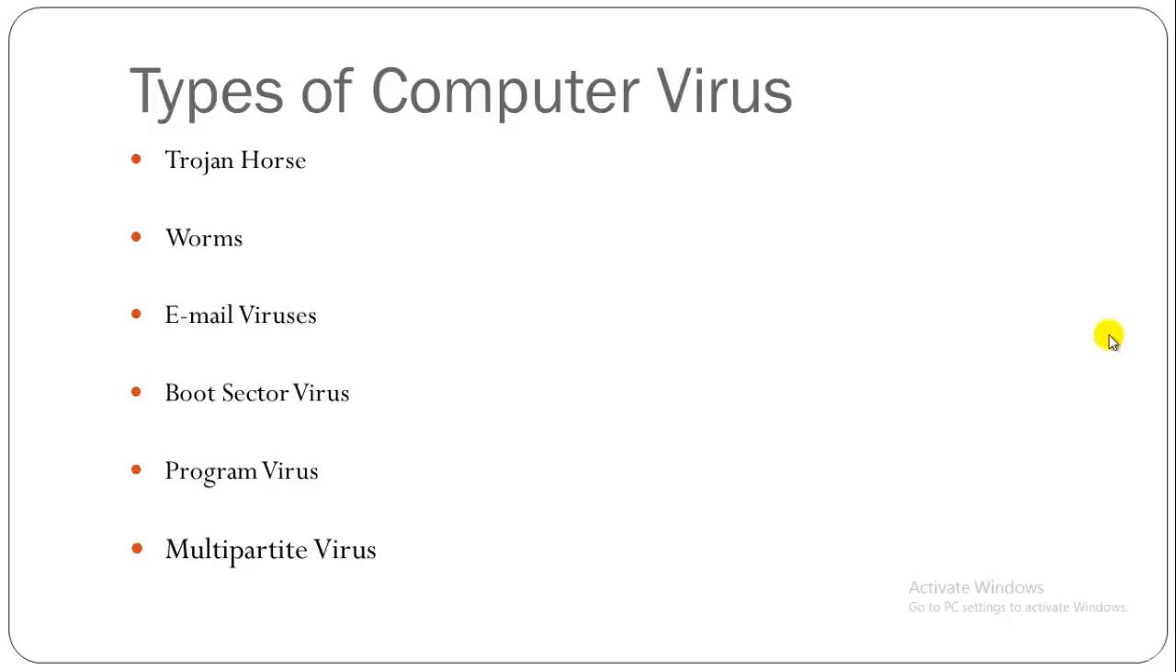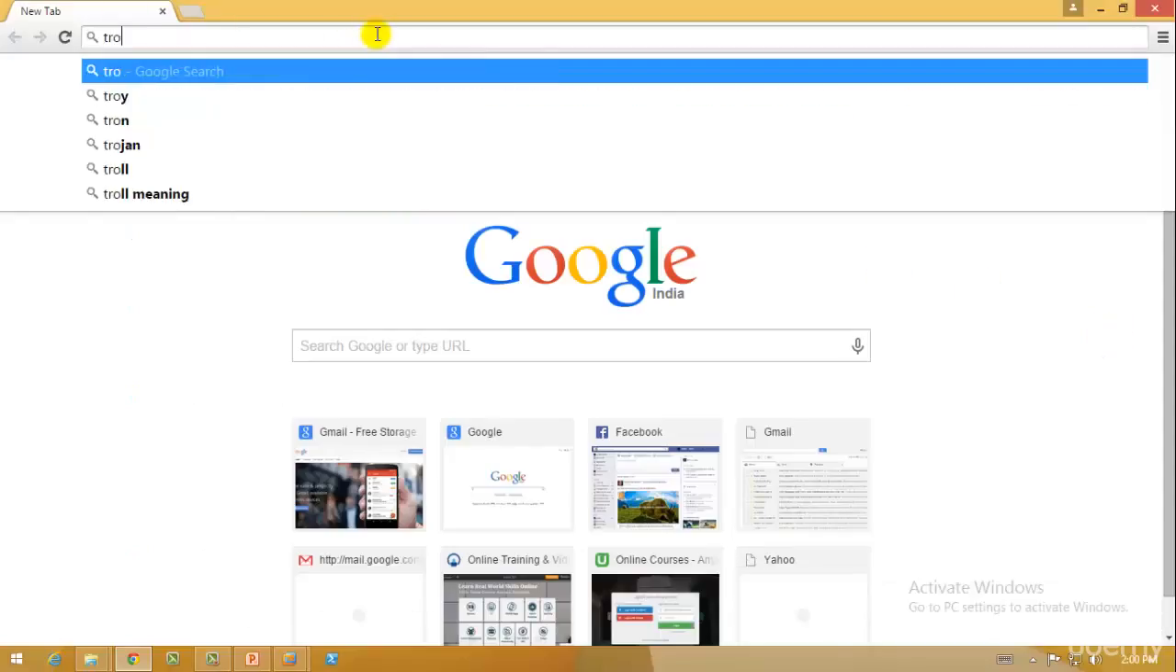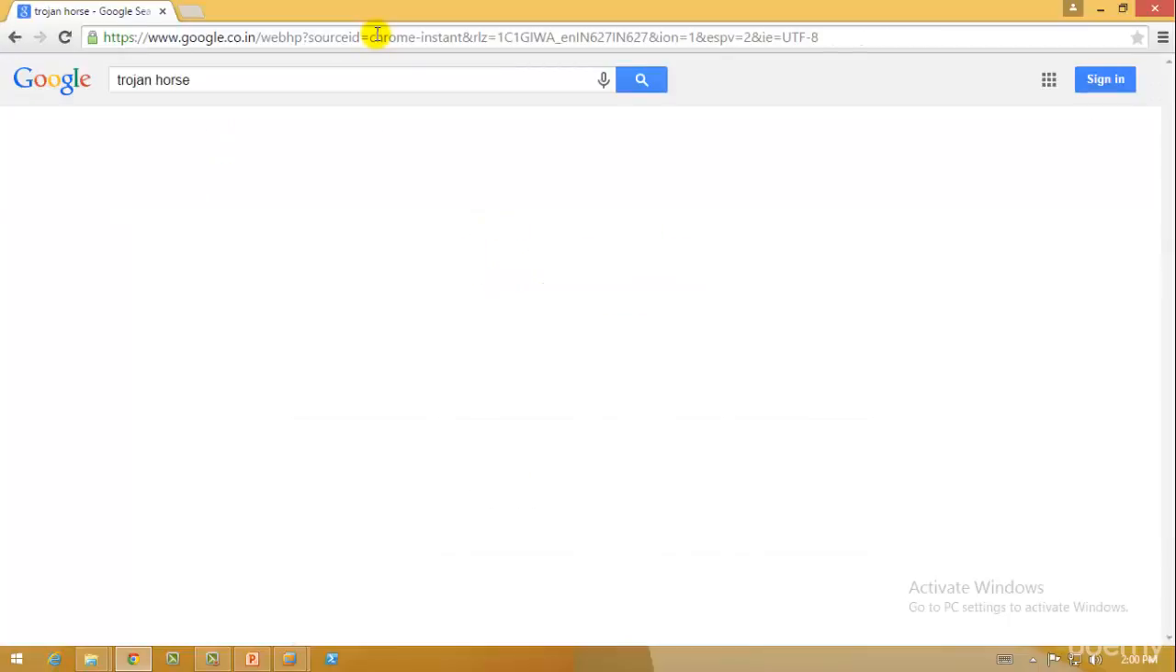So these are the types of computer viruses. The first one would be the Trojan horse. Trojan horse is mostly famous from Troy, in Greek history. I'll just go ahead and show you something. I'll open Google and show you why it is named Trojan horse.